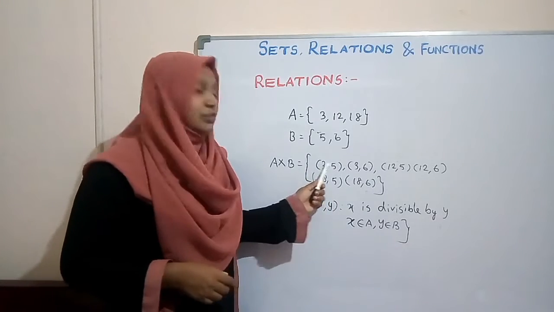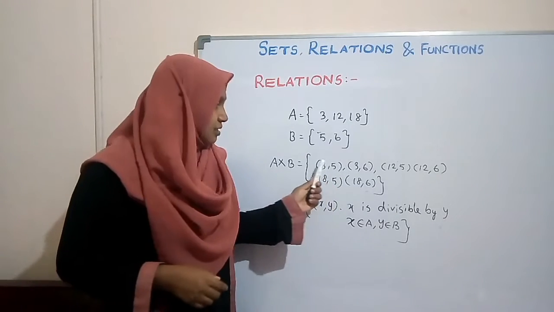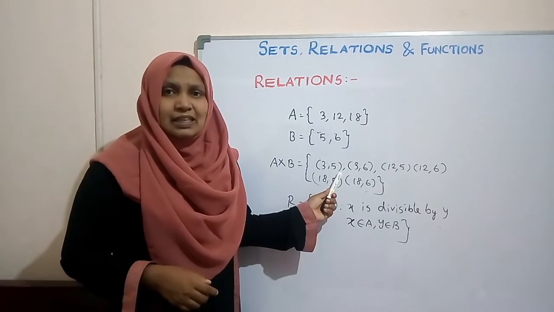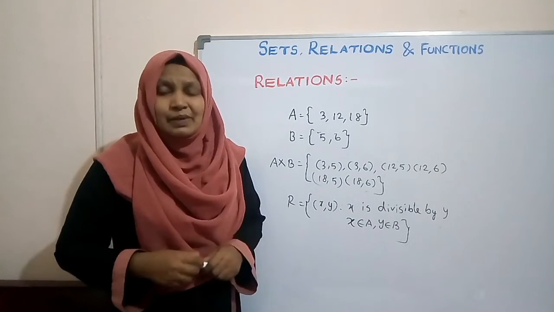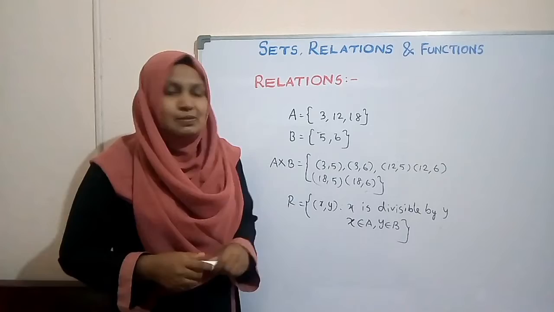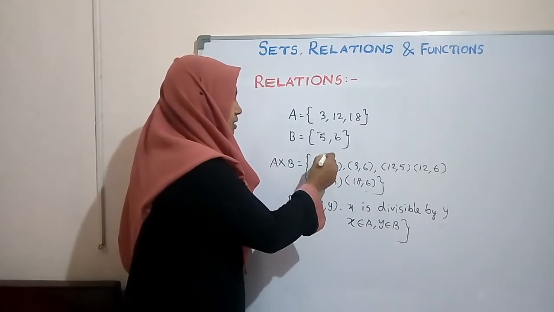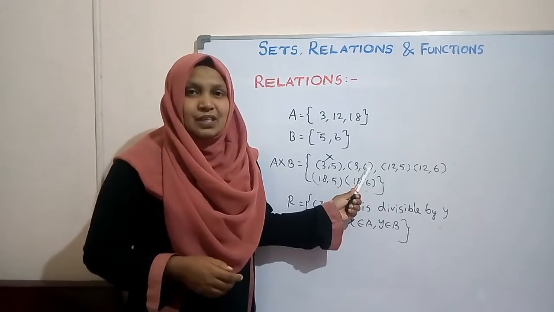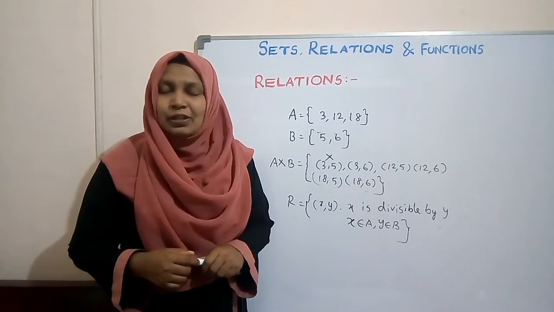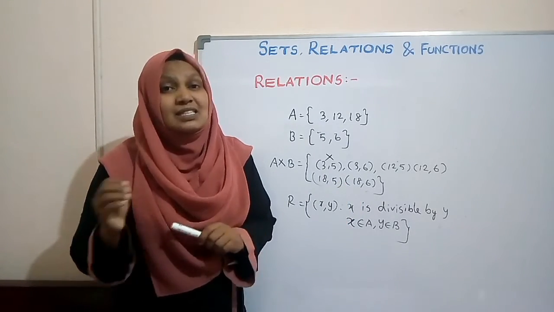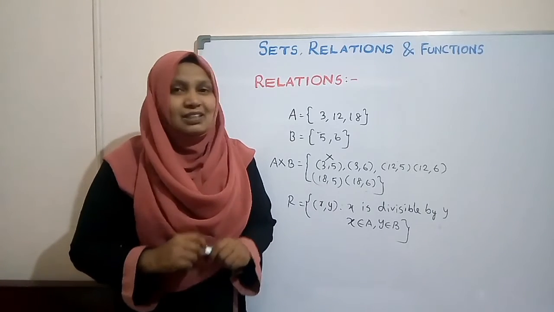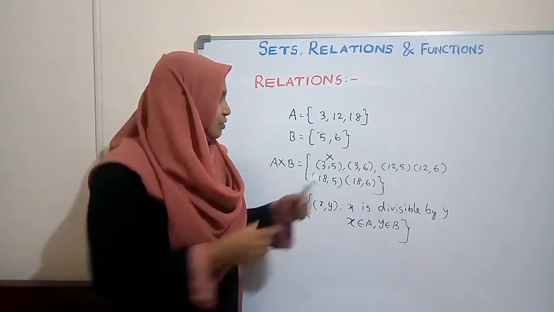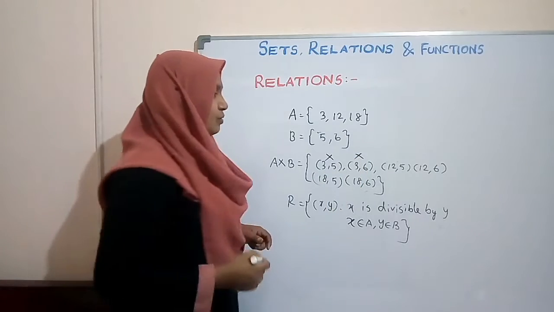See the first one, 3, 5. Is the first number divisible by the second number? That is, 3 is divisible by 5? No, it is not divisible by 5. So we can't choose this 3, 5. Next one is 3, 6. Is 3 divisible by 6 or not? No. We can say only 6 is divisible by 3. But 3 is not divisible by 6. So we can't take 3, 6 also.